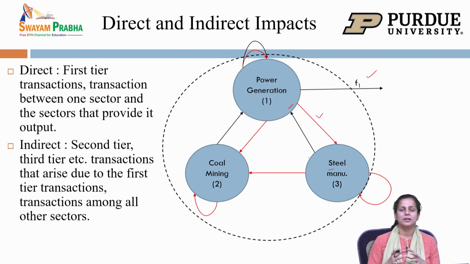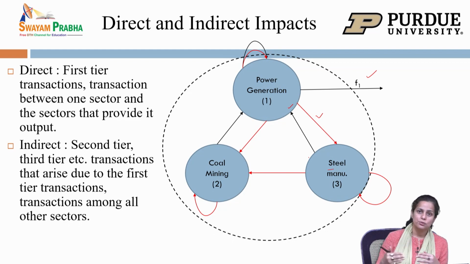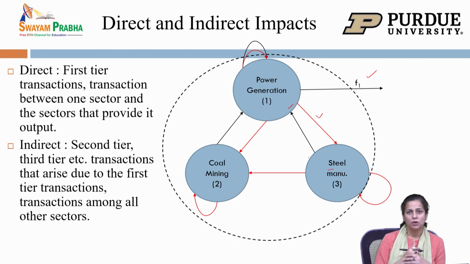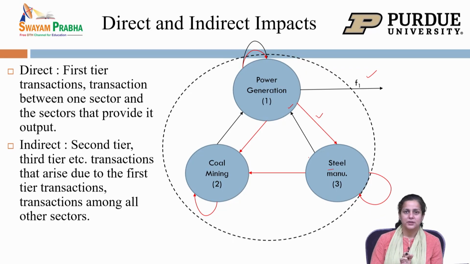These impacts are also called second tier or third tier impacts, and these are transactions that arise due to the first tier transaction. So, they did not arise by themselves; they arise because these sectors now needed to produce more, and that production was driven by the original demand of the electricity production. So, this is what we call the indirect demand in the economy because of the original demand.